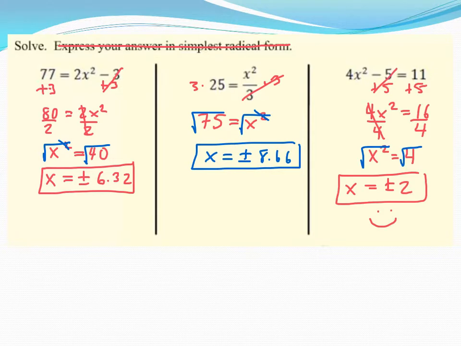Okay, take a look at what you got. Hopefully you had something in this process. We first added the 5 to the other side. Again, I'm going to do adding and subtracting first. I get 4x squared equals 16. Make sure you did not divide by 4 first or did not take the square root first.